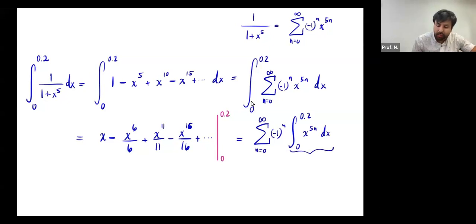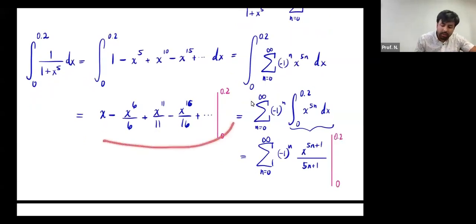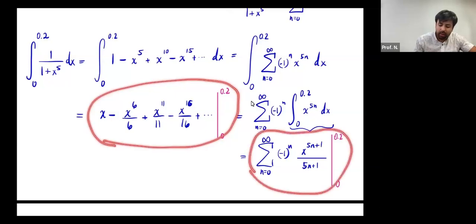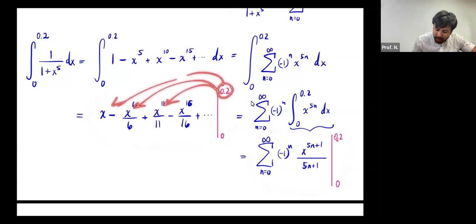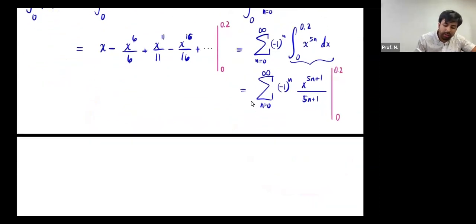And when I find the antiderivative of x to the 5n, I use the antiderivative rule of adding 1 to the exponent and then dividing by that same new exponent. And of course, I'm also evaluating this at 0.2 and at 0, right? So if you notice, this expression here and this expression here are identical. They are the same. Now, when I plug in 0.2 everywhere I see x, I get an alternating series.